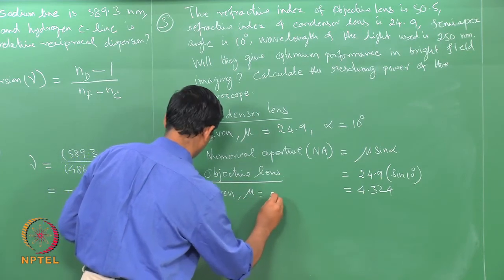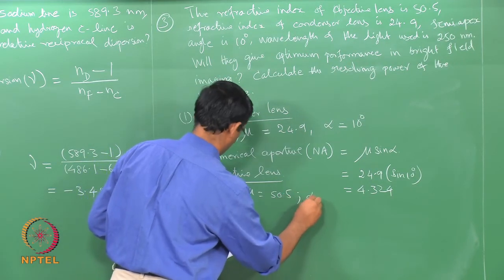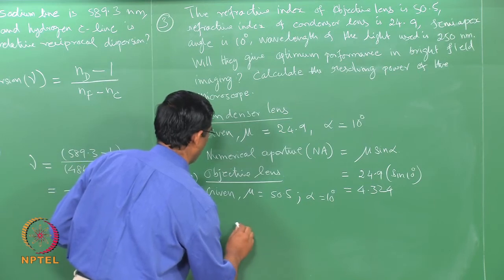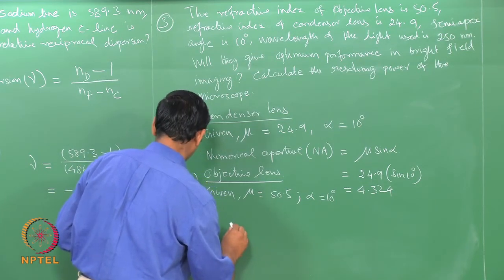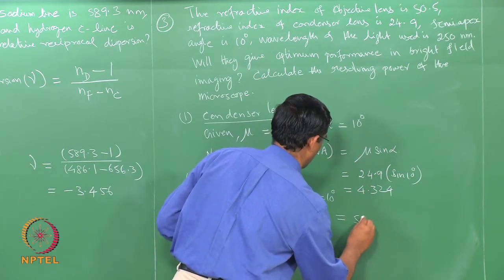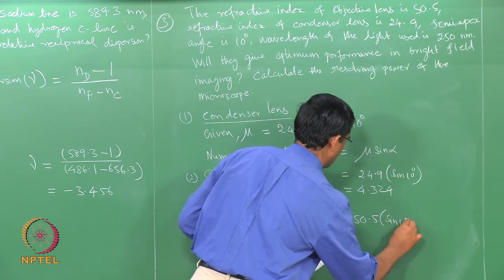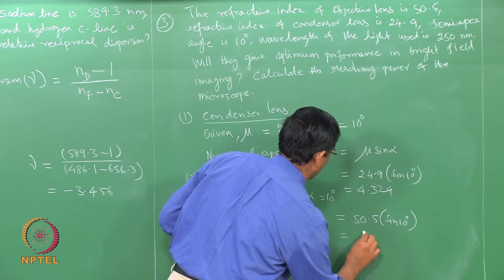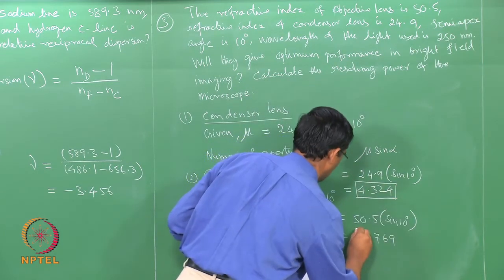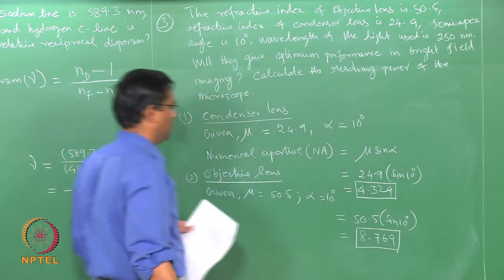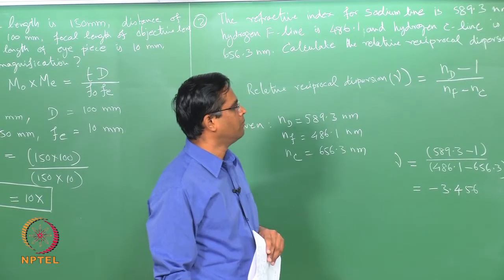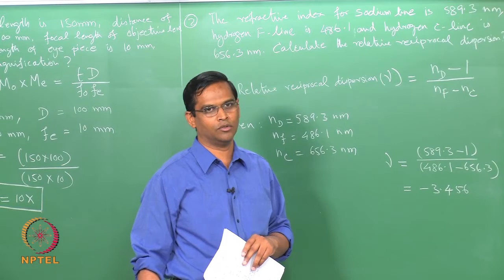Given mu equal to 50.5, alpha equal to 10 degree, and the mu of objective lens, we directly substitute here 50.5 sine 10 degree, you will have 8.769. So you have this for condenser, and you have this for objective numerical aperture. Now look at what is the condition for optimum performance of the microscope, in light microscope in general.